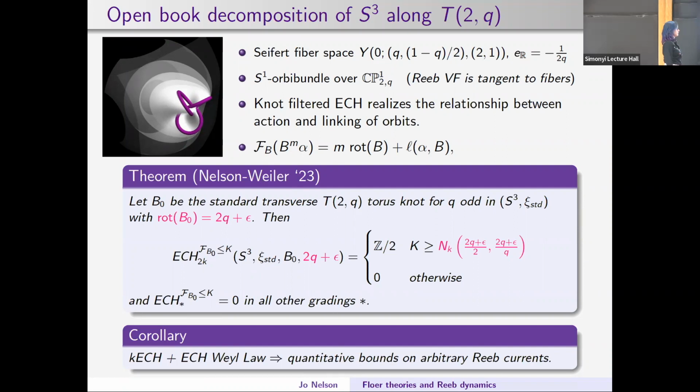Morgan and I's work is the first non-toric computation of ECH, so there's pretty much nothing known about what happens if you pick anything other than a Hopf link or an unknot. So this T2Q example is the first non-trivial knot, in some sense.